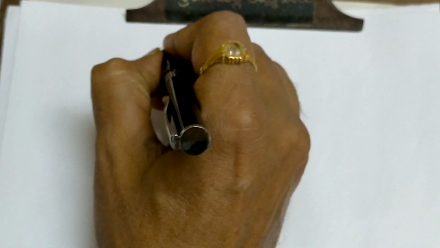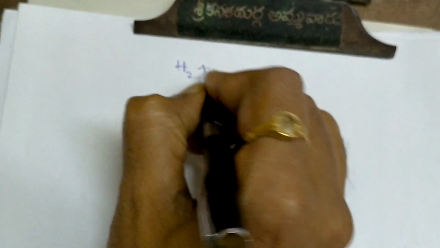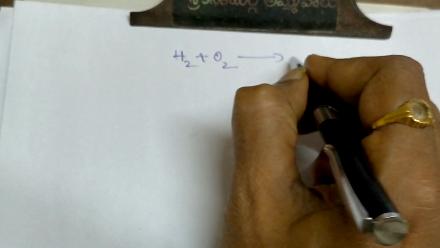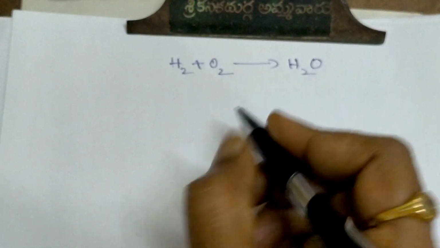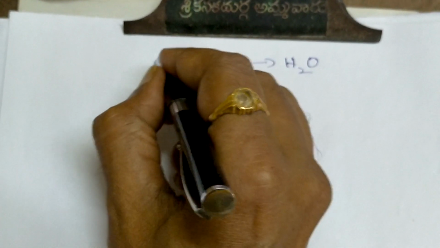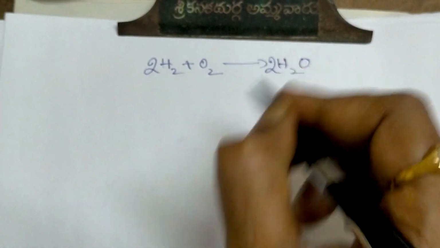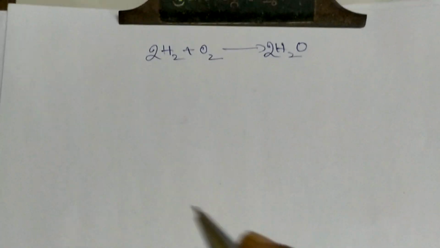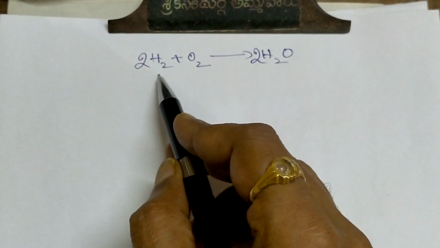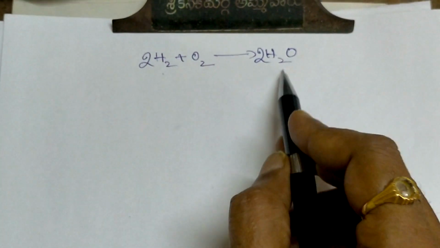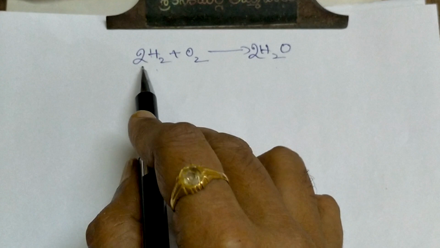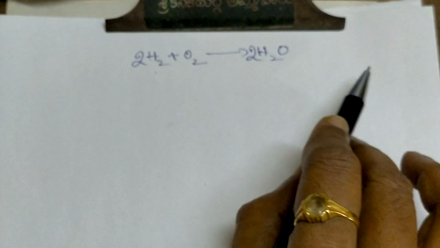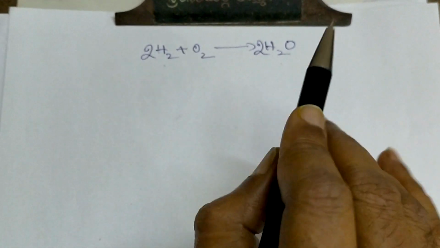excess reagent. A simple example we will see: hydrogen reacting with oxygen gives water. So balancing is 2H2 + O2 gives 2H2O. This is a balanced equation or stoichiometric equation. In this, 2 moles of hydrogen react with 1 mole of oxygen to give 2 moles of water. If everything is like this, it is balanced. No excess, no limiting reagent.